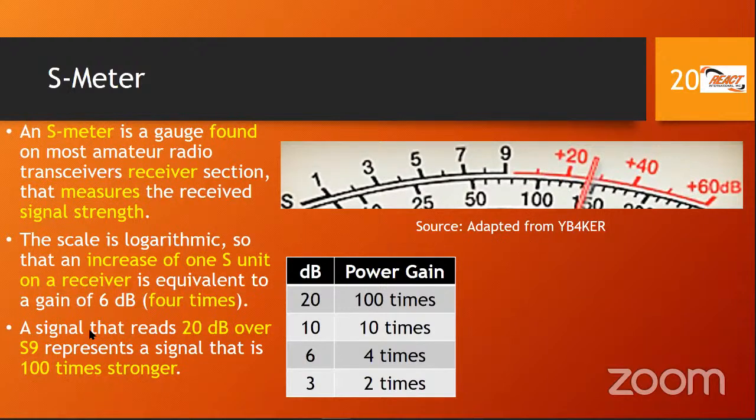So you need to know this for the exam, that a signal that reads 20 over 9 results in a signal that is 100 times stronger. So you don't need to remember this table, but we just showed here. Anytime you think 3 dB, it's twice. 6 dB, it's 4 times. 20 dB, 100 times. And this is a question that you'll get in the exam question pool. What does 20 dB over S9 mean? It means that the signal is 100 times stronger.